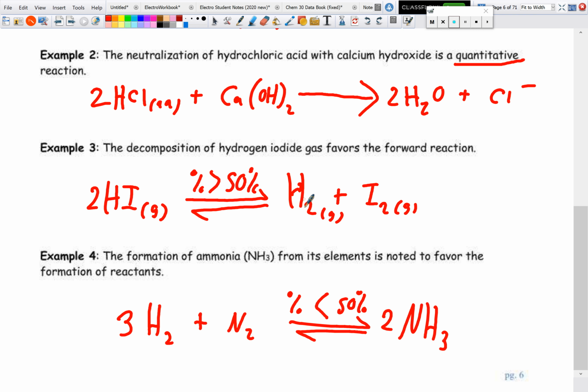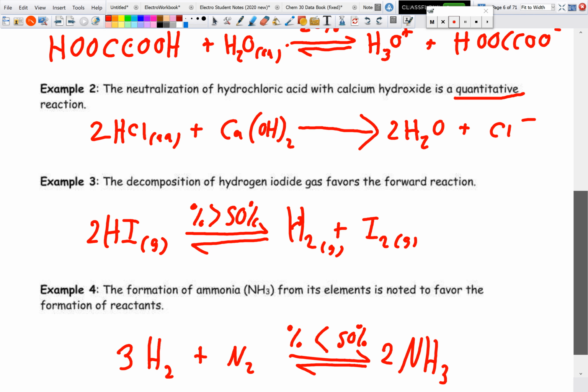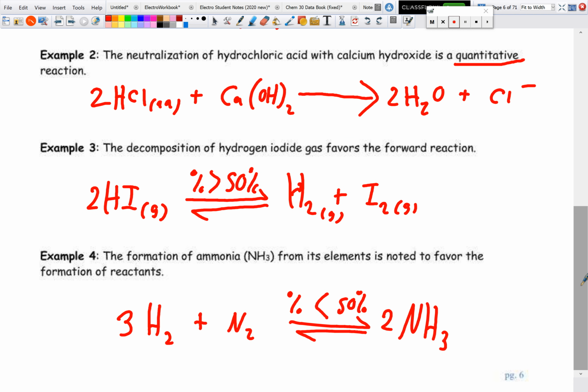All right, so it could be 12%, 20%, 3%, who knows, right? But we just know that it favors the formation of the reactants. So that's how we communicate using our percent. Now, of course, you can calculate percent if you're given actual numbers of equilibrium concentrations, which we will get into once we get into the next method, or even when we get into acid and base.